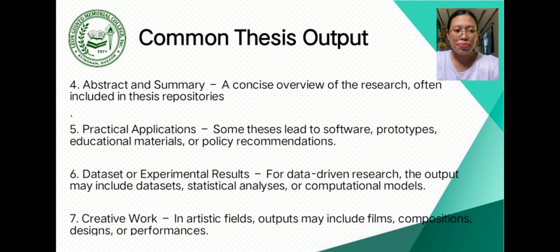In number 6, datasets and experimental results. For data-driven research, the output may include the datasets, statistical analysis, or computing models. This is shown in the research where they gather the data or the results of their research. And number 7, creative work. It is part of the common thesis output because in artistic fields, outputs may include films, compositions, designs, and performances.